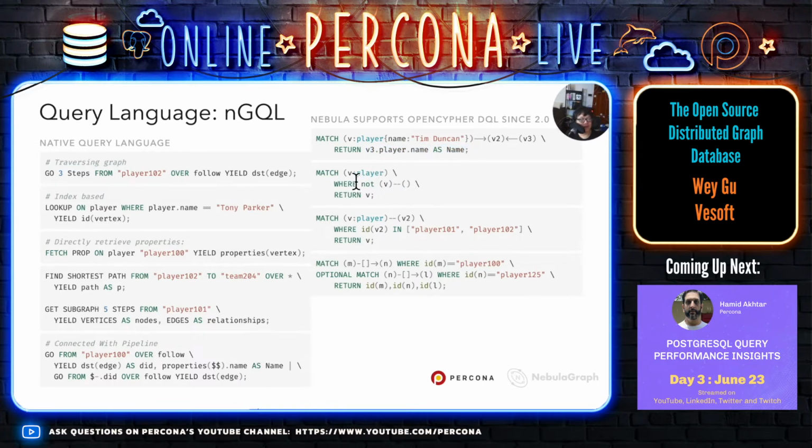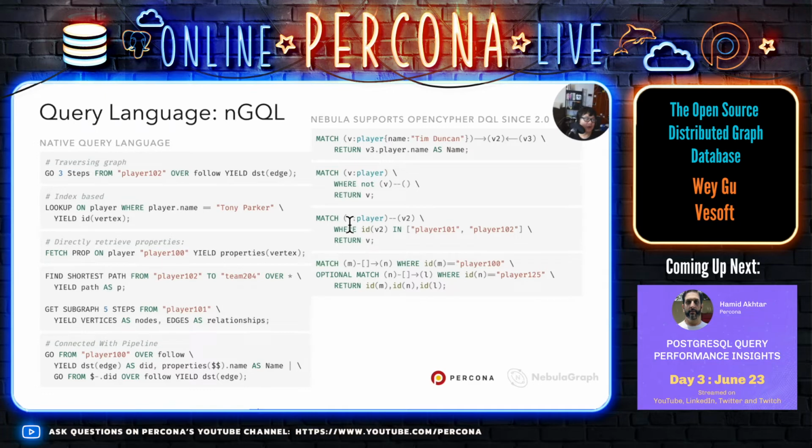Similarly, you want to write a query that's matching all the vertices with tag player, but the condition is all those player vertices are not connected with another vertex, or we often call it a node.